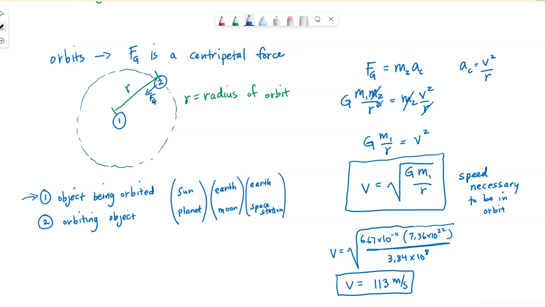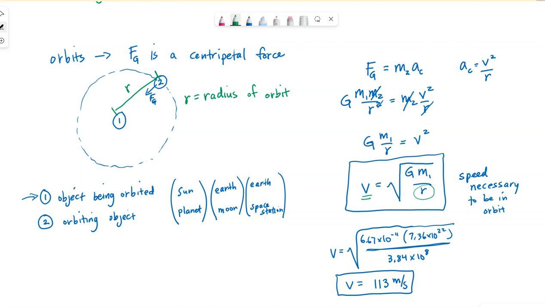If the speed changes, coming back to our equation, the radius of orbit will change. The mass of the Earth's not changing. And so there's always a very specific speed an object has to be traveling at to maintain a specific orbit.